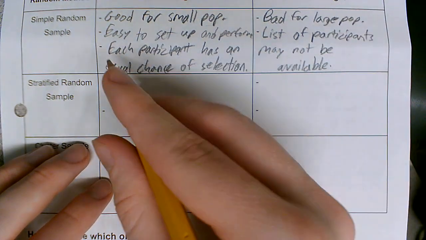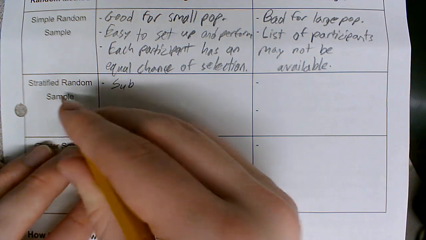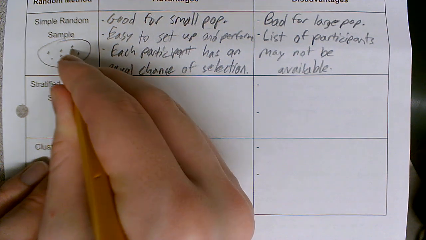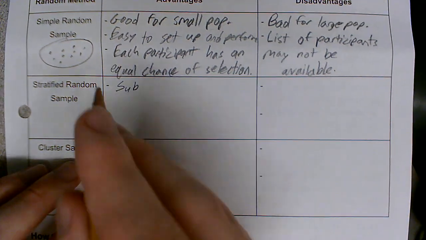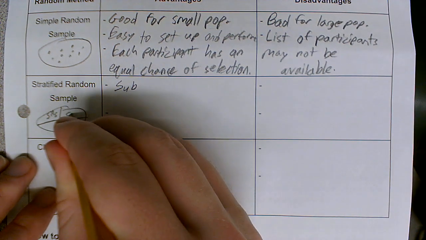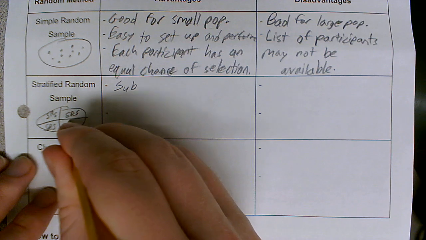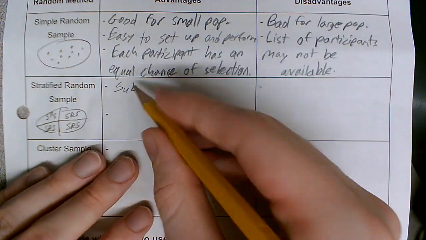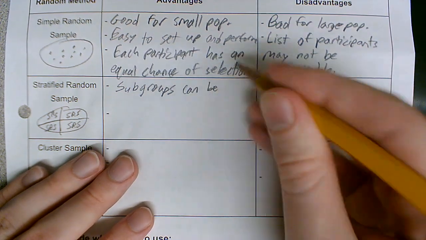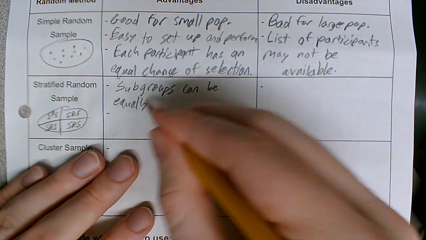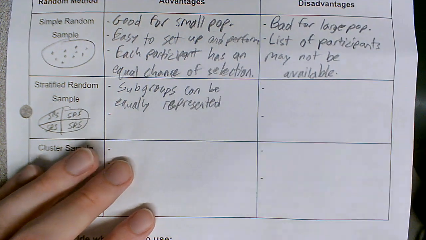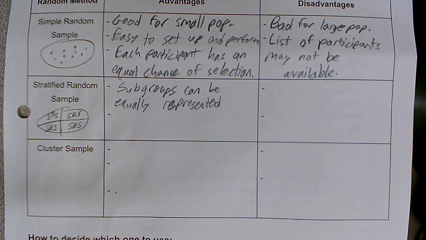Alright, stratified random sample. Remember, stratified random sample involves subgroups. Actually, I'm going to draw a picture here. So remember, simple random sample takes random people from across the population. Stratified random sample divides it into groups and takes a simple random sample from every group. So the subgroups can be equally represented. Okay, that's a good plus of stratified.